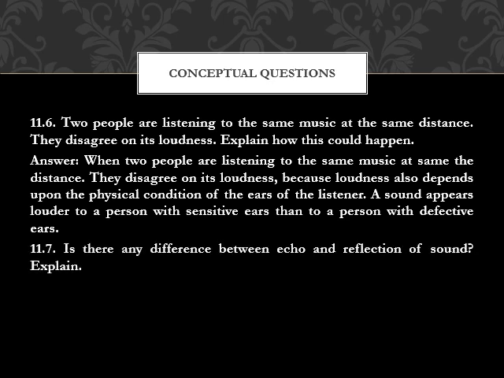Next. Is there any difference between echo and reflection of sound? Explain. Yes, there is a difference between echo and reflection of sound. Reflection can occur at any distance. There is no boundary for reflection of sound, no conditions are there. But when we talk about echo, then there must be some boundaries: the time interval must be 0.1 second, and the distance between the source of sound and the hurdle must be 17 meters.